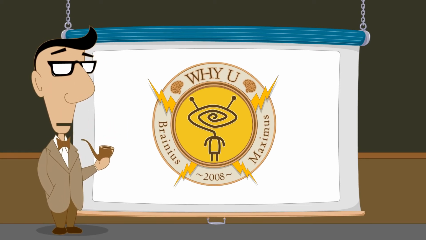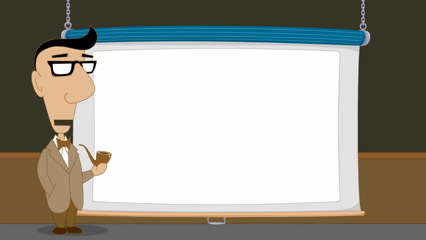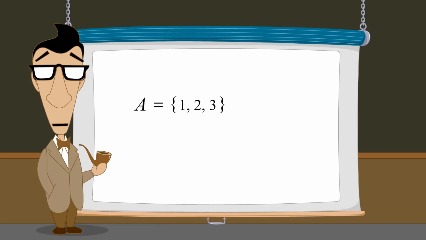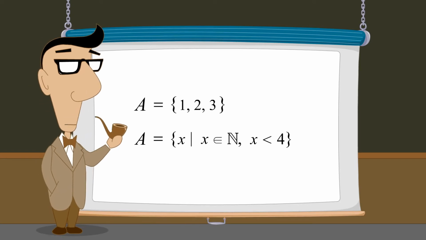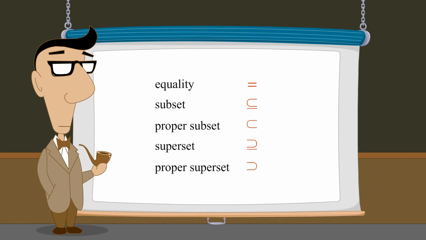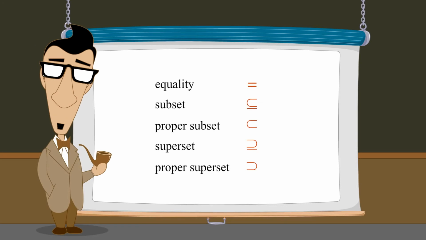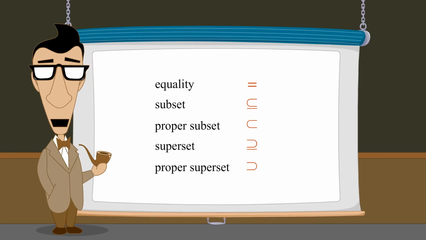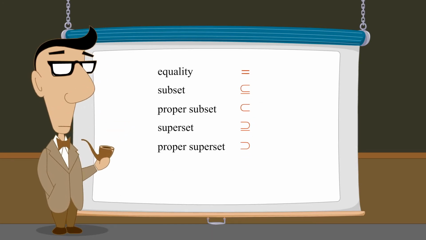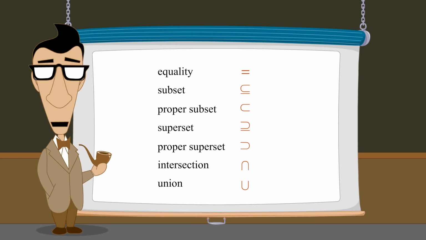So far, we have seen how to define a set either by listing its members or by using set builder notation to state the properties that every element of the set must satisfy. We also described several types of relations that can exist between sets. In this lecture, we will describe several operations which can be performed on sets, such as intersections and unions, and see how these relations and operations can be visualized graphically by using what is called a Venn diagram.